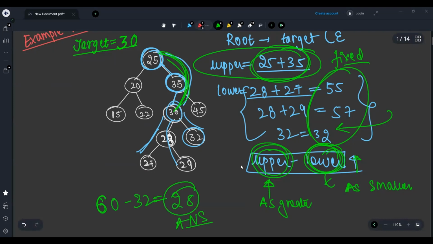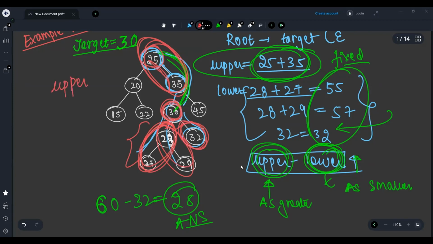I'm again repeating the question: we have to find the target, and until the target, we have to find the sum. Similarly, for every target, we have to find its sum from target to leaf node, excluding the target. Whichever lower sum is the smallest, we subtract it from the upper. This will be our answer.